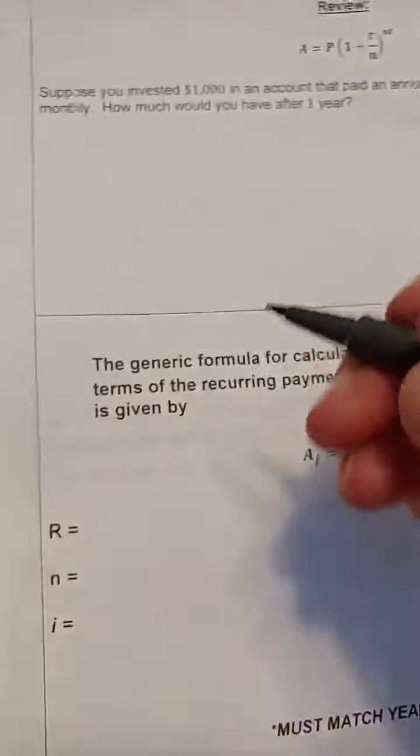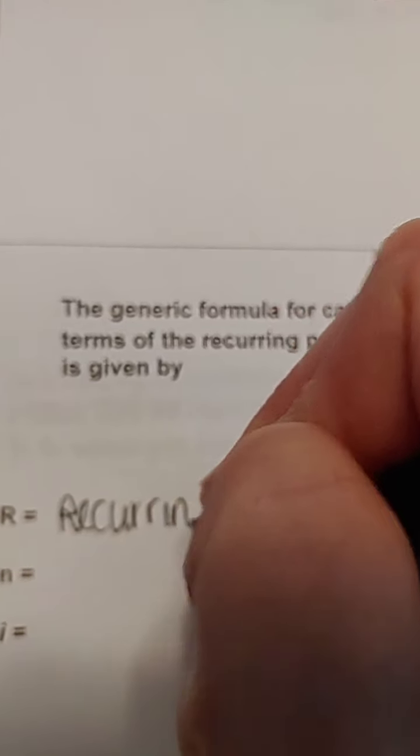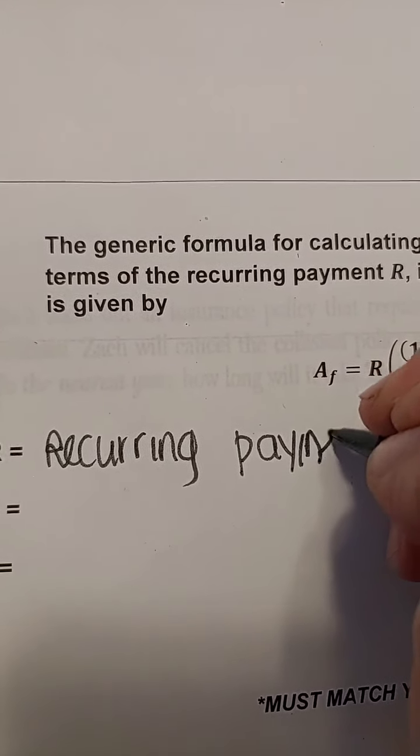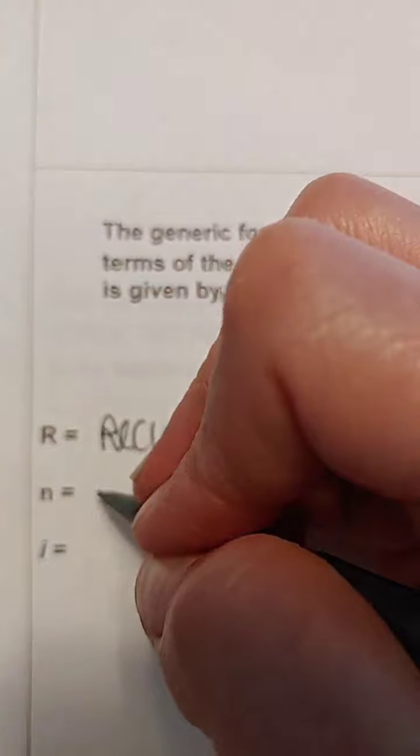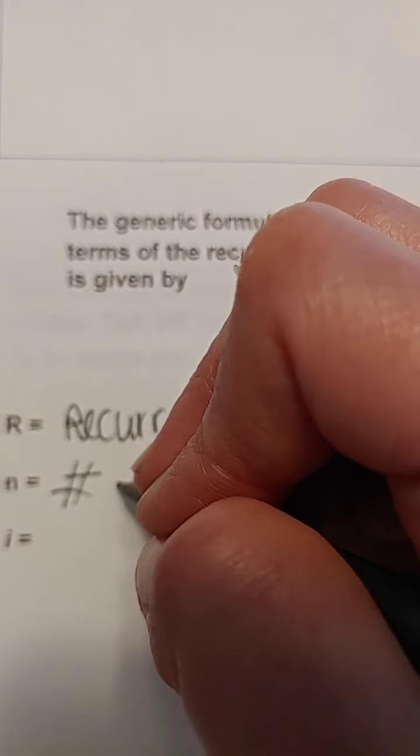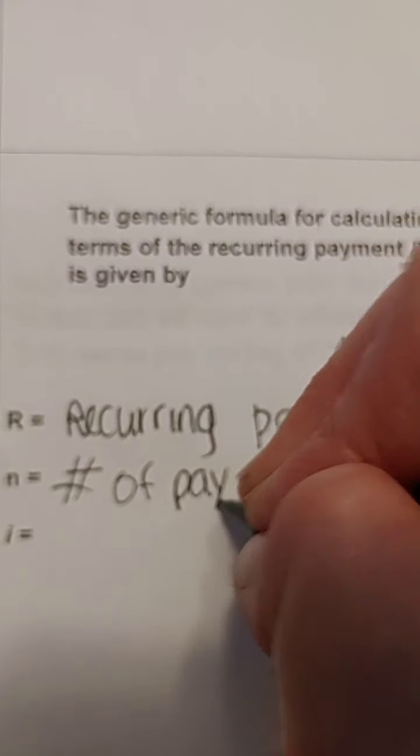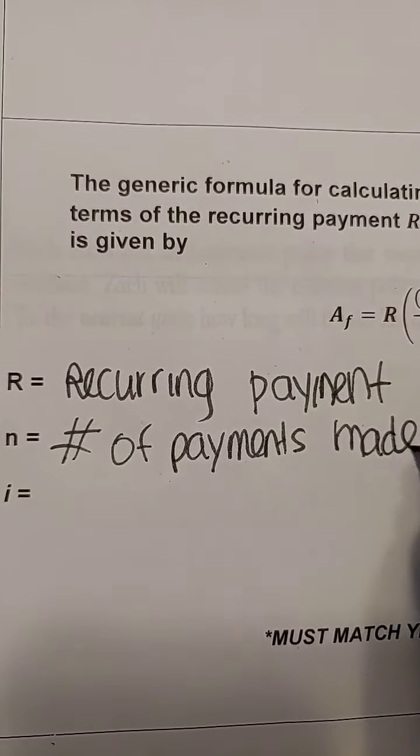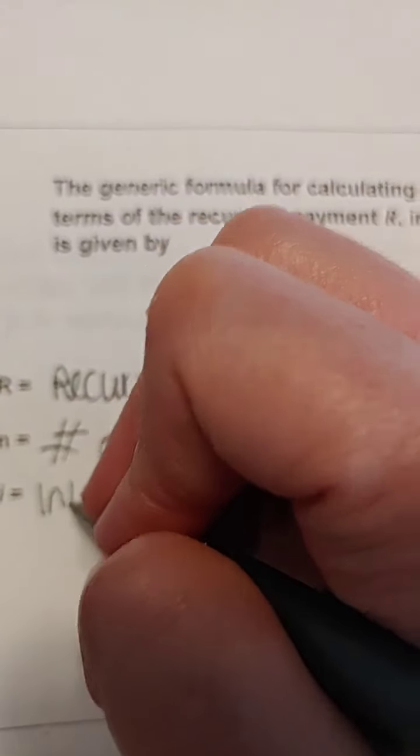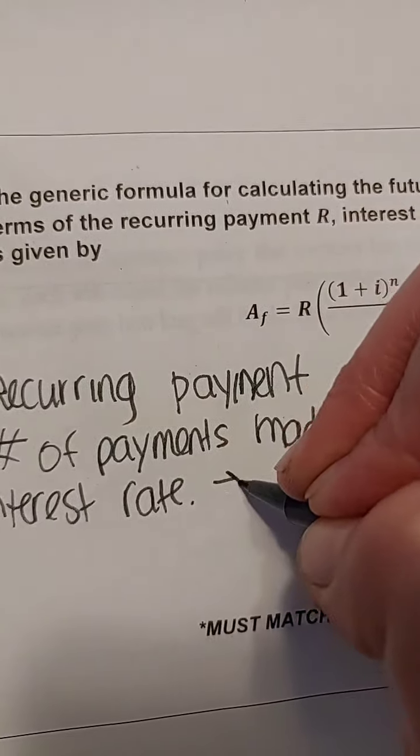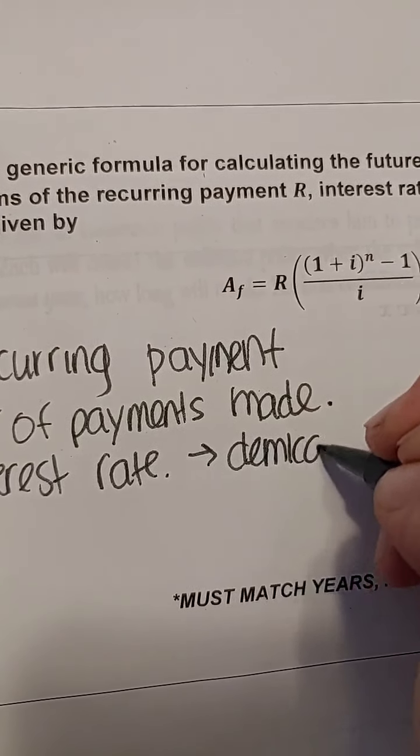All right. So I just wrote it over here, but let's just define the variables. So R is your recurring payment. Your N is the total number of payments that you make. And then your I is the interest rate. And this is similar to the other questions because the interest rate's got to be a decimal.